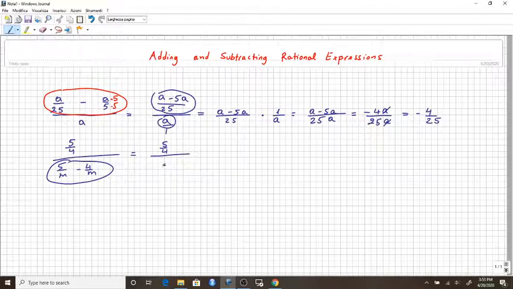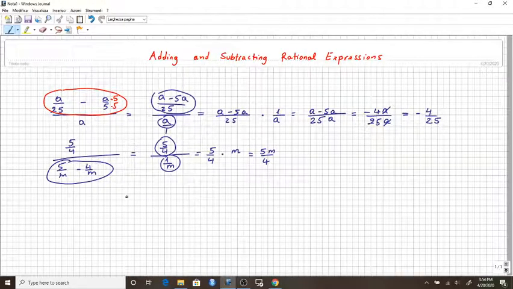5 minus 4 is 1, so this becomes 1 over m, and now we are dividing two fractions, which means multiply by the reciprocal. The reciprocal of 1 over m is m over 1, or just m, so we end up with 5m divided by 4. Okay?